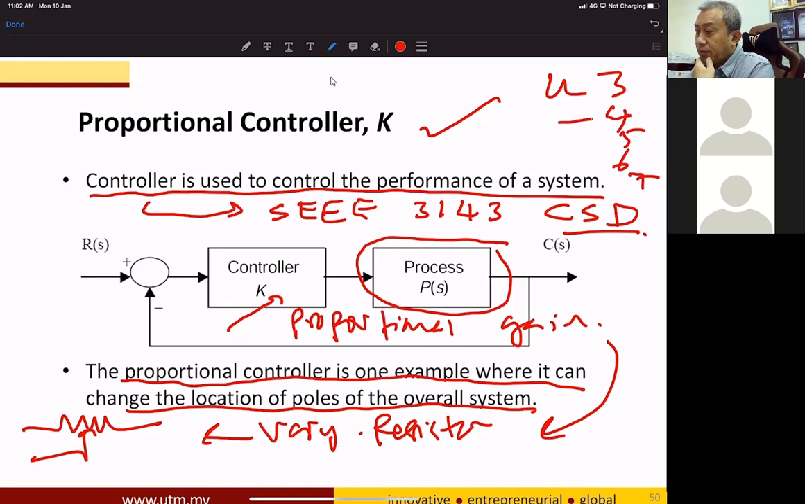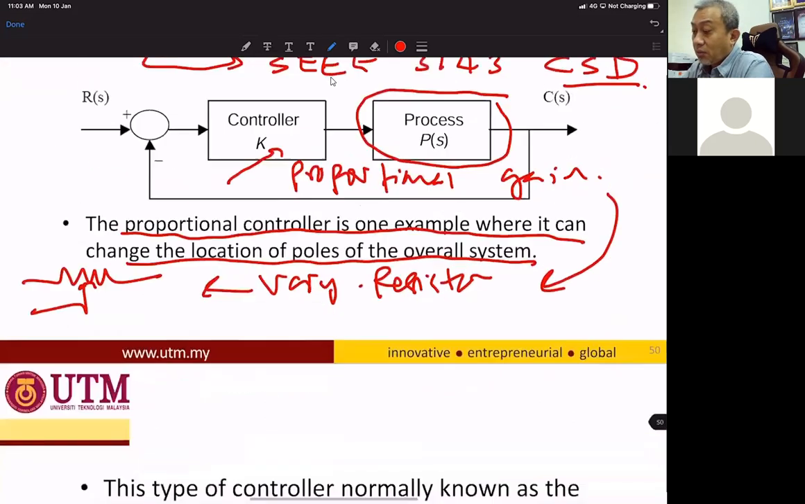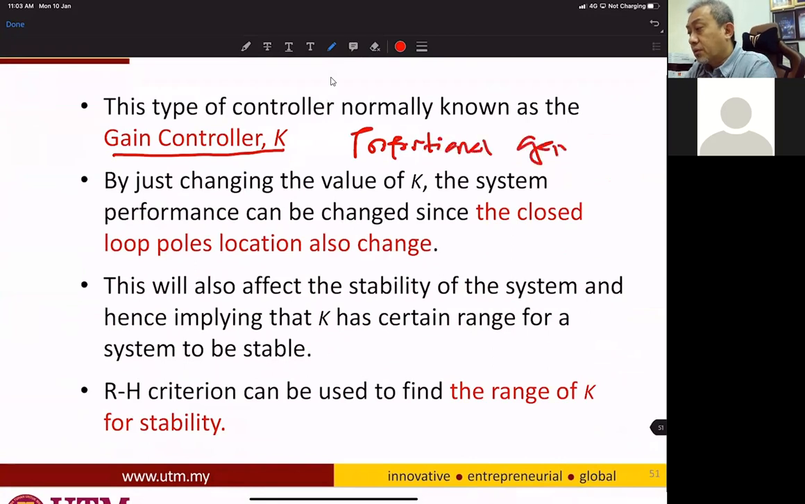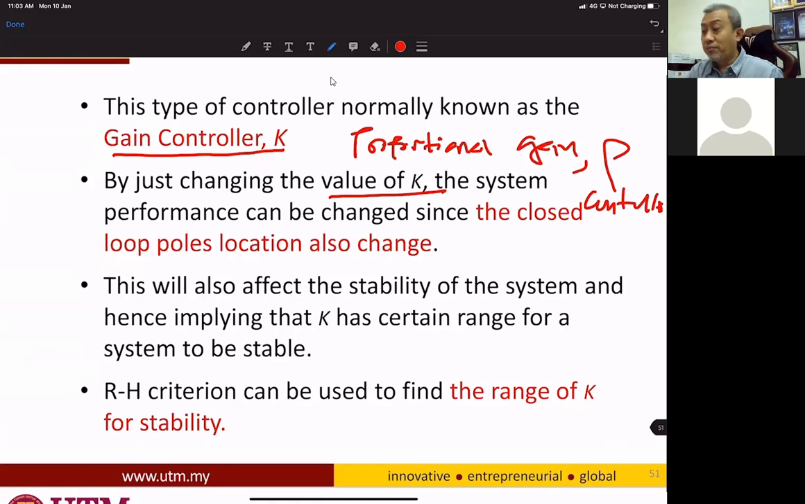In my last week's lecture, I changed the K value from 3, 4, 5, 6, and 7. You can see that the value affects the stability of the system, from stable to unstable, from unstable to marginally stable. This type of controller is known as a gain controller, or proportional gain, or in short form, a P controller. By just changing the value of K, the system performance can be changed, since the closed loop pole locations also change when the gain is varying.